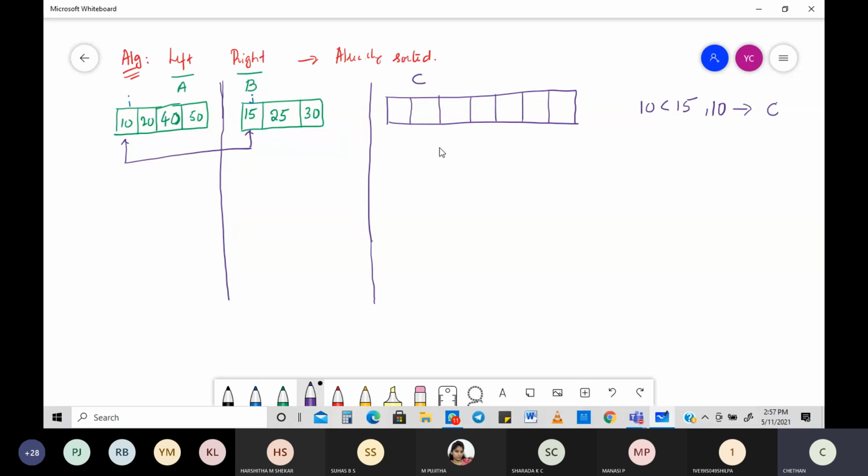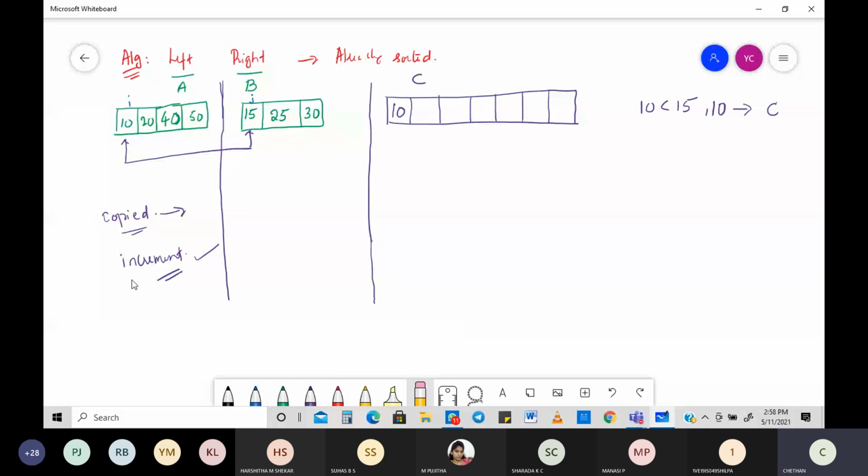The smaller element here is 10, so that will be copied right here. 10 is already done. So what algorithm do I write? Whichever element is getting copied, you need to increment that particular array. Otherwise it will keep on comparing 10 with 15 every time. So I'm going to do what is known as incrementation.